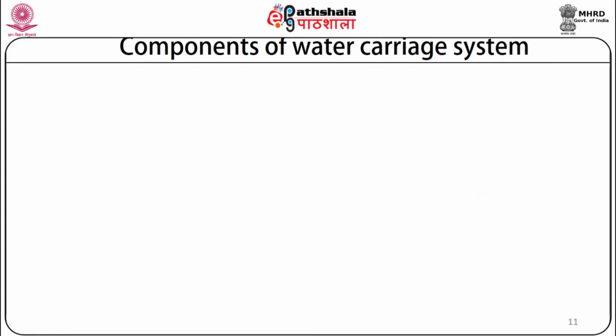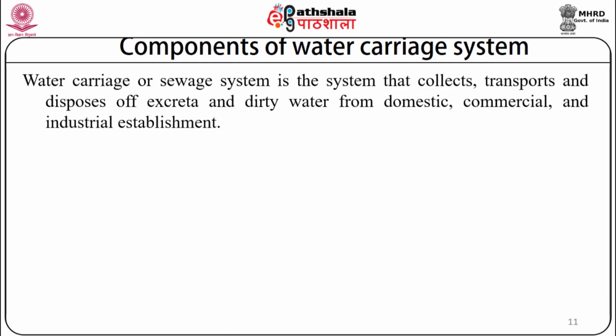Now, once we have discussed the properties of sewage and why sewage disposal is important in the context of public health, we will proceed to the second part, components of the water carriage system. The water carriage or sewage system is the system that collects, transports and disposes of excreta and dirty water from domestic, commercial and industrial establishments.